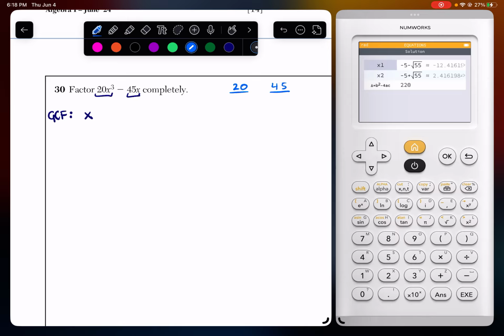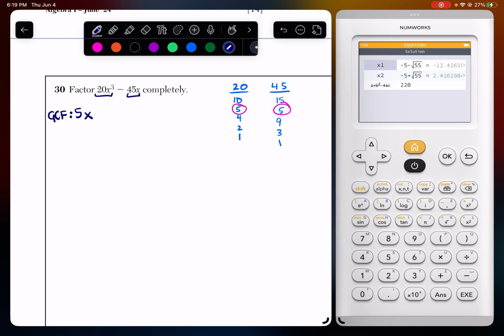So 20 can be divided by 10, it can be divided by 4, it can be divided by 5, 2, and 1. 45 can be evenly divided by 15, by 5, by 9, by 3, and by 1. So these are all numbers that divide evenly into 20 and 45, and I can see that the largest one, the greatest one that they share is 5. So I'm going to say my GCF is 5x.